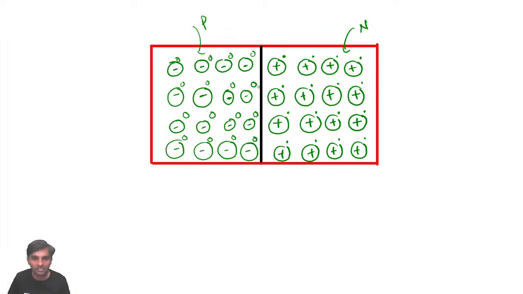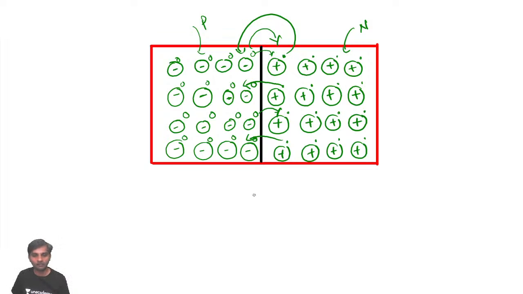See, at the junction, now what happens, sir? This hole will try to find its electron, or this electron may move from here to here. So the holes near the junction may jump to the N region, or electrons near the junction may jump into the P region.